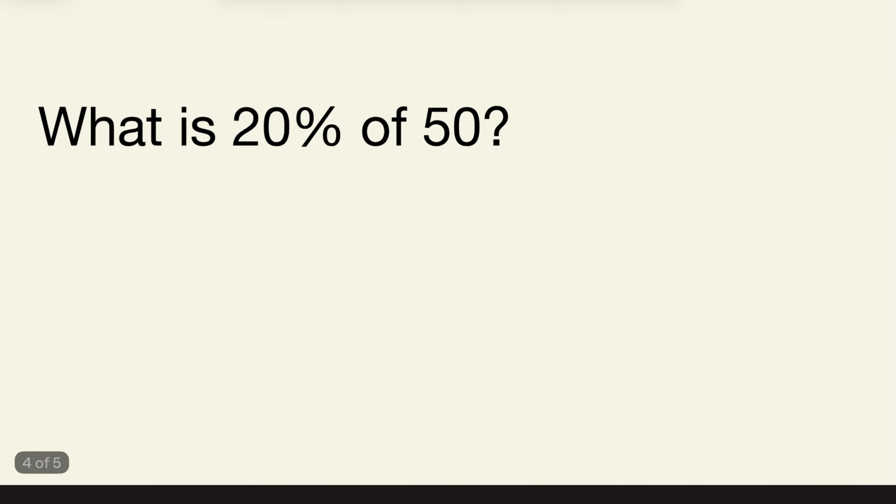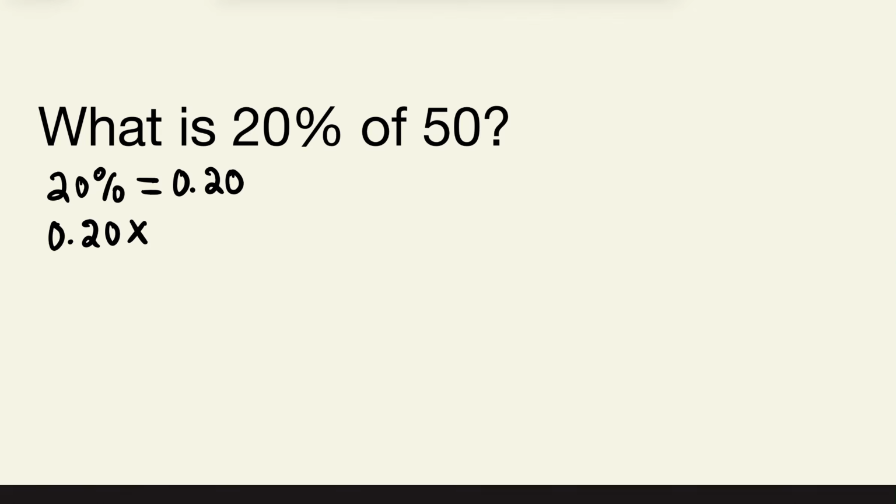What is 20% of 50? So again, we turn the percent into a decimal. 20% equals 0.20. And you multiply 0.20 times 50. And that equals 10. That one's a quick win. 20% of 50 is simply 10. Final answer. Let's move on to the next problem.